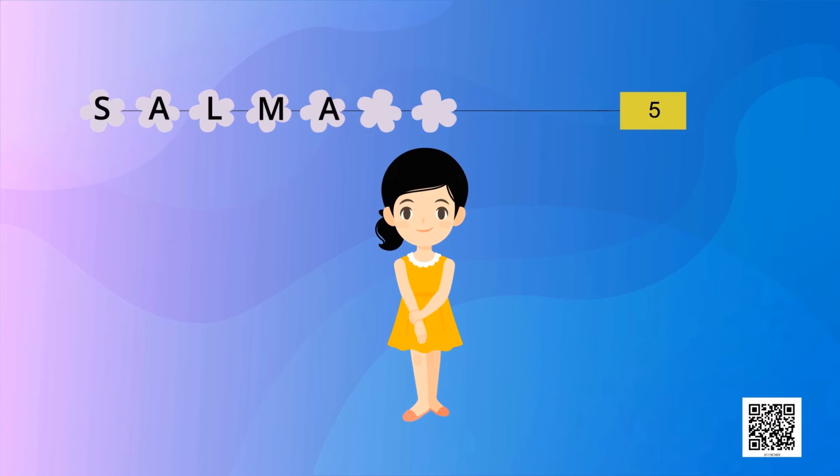Salma is a very sensitive girl. She always feels the pain of others. She is very sensitive. So, let's look at her name now. How many letters do you see in her name? Count. Yes, S is the first letter.